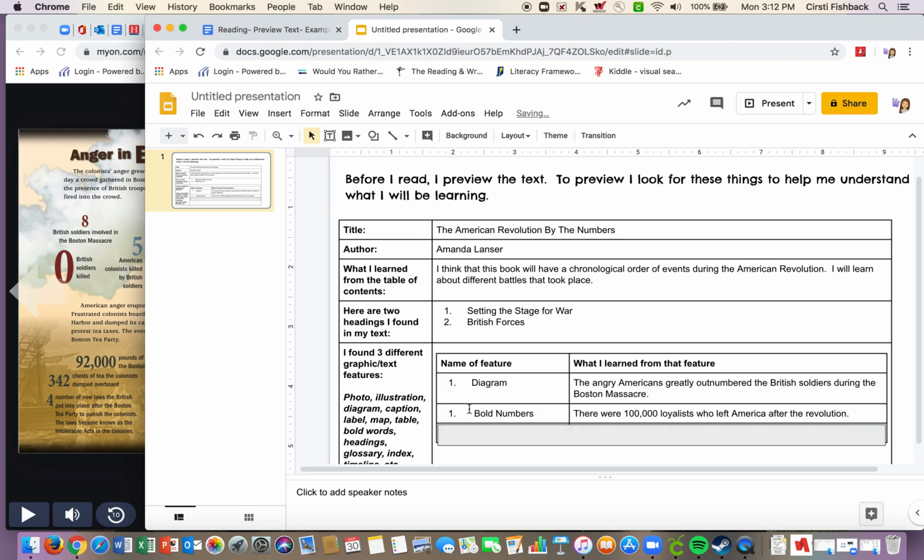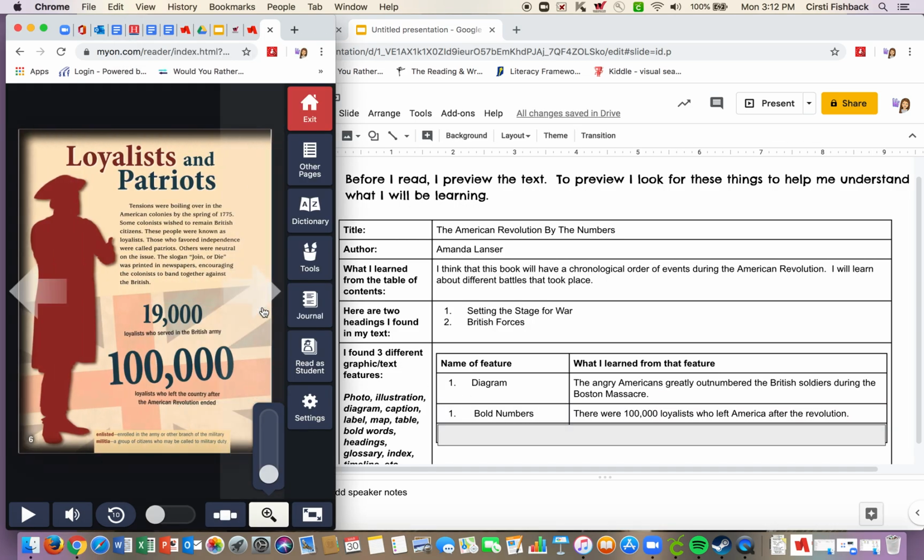My next one was bold numbers. There are a lot of bold numbers in here, but I chose this page because it talks about the Loyalists. The Loyalists were the colonists who lived in America but still wanted to be a part of King George and under his rule. 19,000 of them served in the British Army. But this one right here, the 100,000, these were the loyalists who left the country after the American Revolution ended. I had never heard that before, so that was new learning for me.